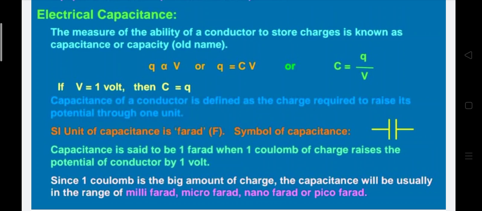The capacitance of a conductor is 1 farad if a charge of 1 coulomb raises the potential of the conductor by 1 volt.